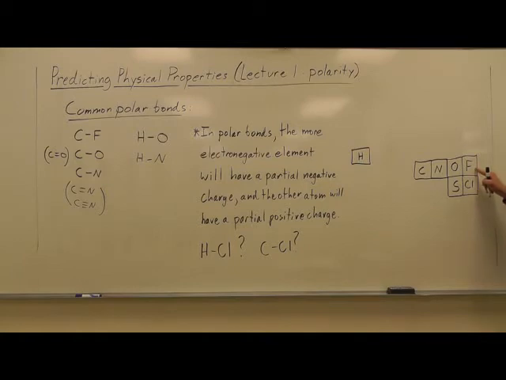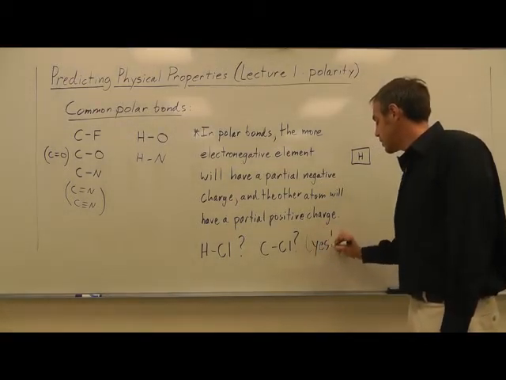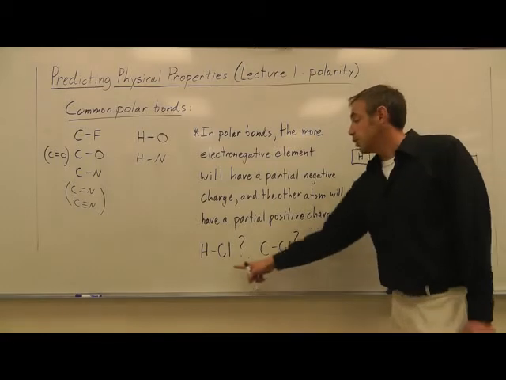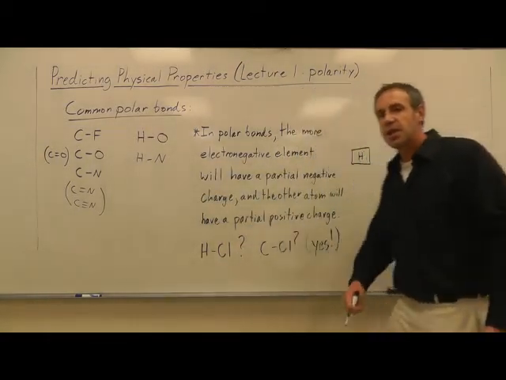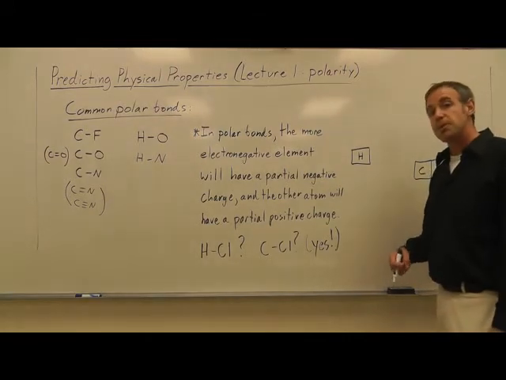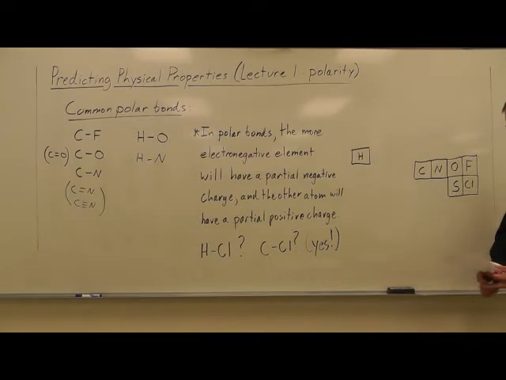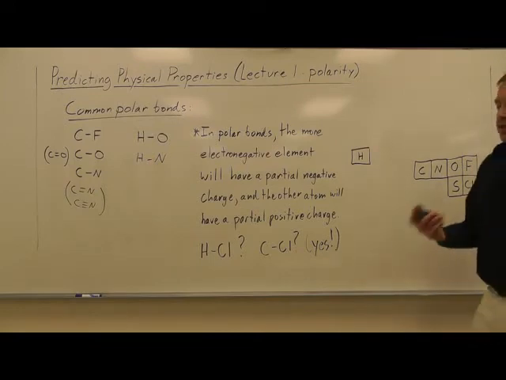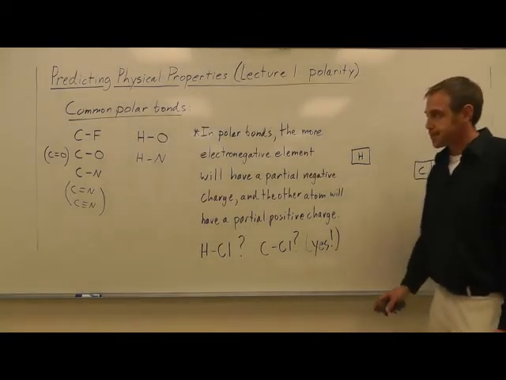Well, chlorine is very close to fluorine, very similar in electronegativity to oxygen. And so, yes, these are both also polar bonds, and I didn't include them in this list. They're not as commonly observed, but those would be polar bonds too. Well, this begs the question, if it's not a polar bond, then what is it?